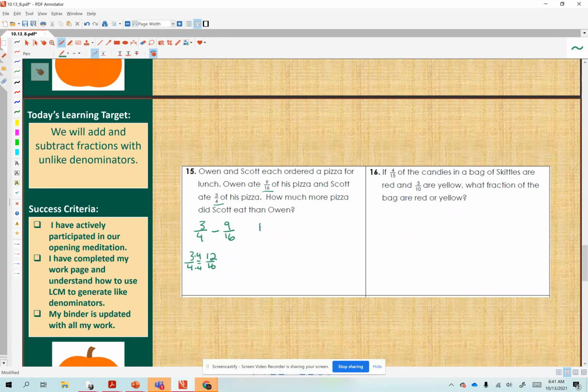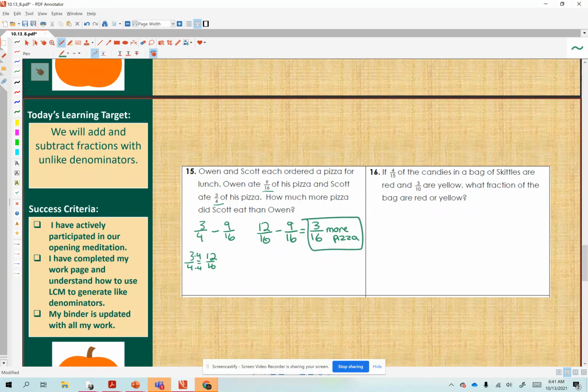So that would be 12/16 minus 9/16, which equals 3/16. And we're talking about pizza. So Scott ate 3/16 more pizza. And that's our final answer.